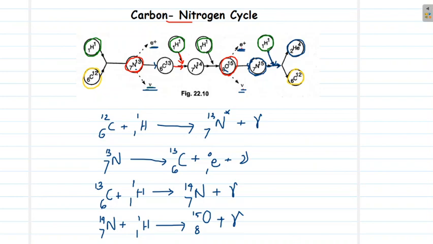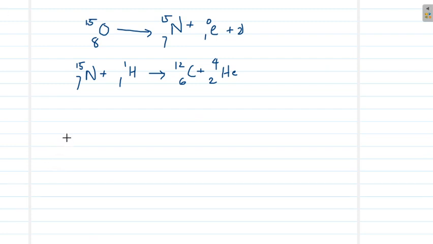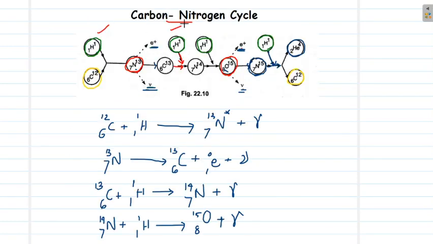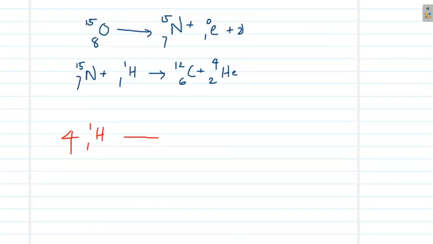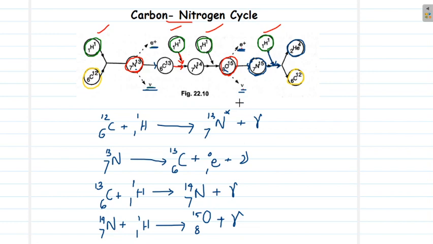So how can I write the overall reaction process? If I write the overall reaction process, it will be just 4 1H1. You can see here 1, 2, 3, 4. 4 hydrogen nuclei are getting combined to form finally a helium nucleus 2He4, and 2 positrons are emitted in this reaction, 2 neutrinos are emitted in this reaction, and a huge amount of energy is released in this reaction. So this is the overall process that is happening when we consider a carbon-nitrogen cycle. Here carbon acts like a catalyst and it leaves out of the reaction unaffected.